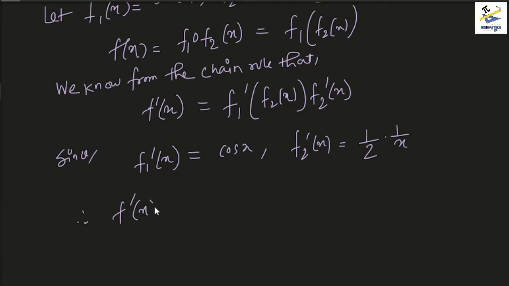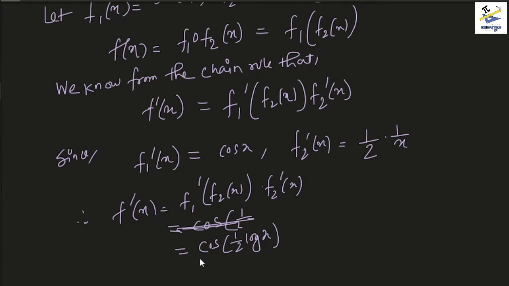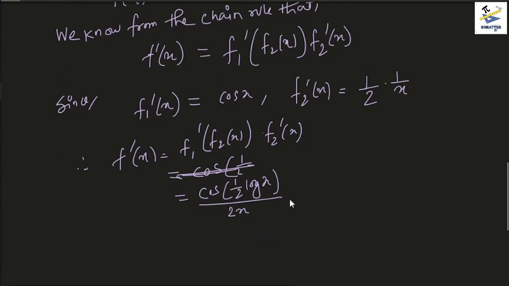Therefore f dash x should be f1 prime of f2 of x into f2 prime of x, right? This would give me cosine of, it's actually f2 of x, so not this, so cosine of half log x, by 2x. This would be your answer for the derivative.